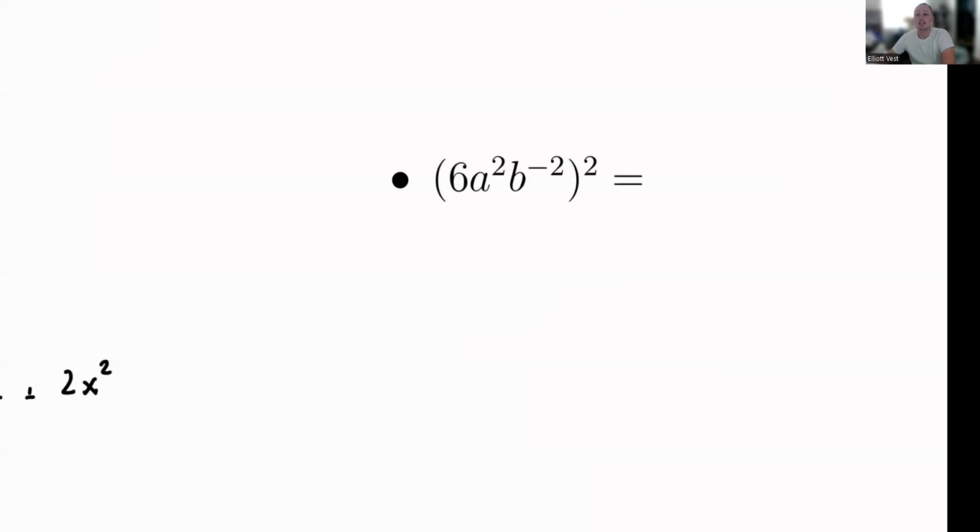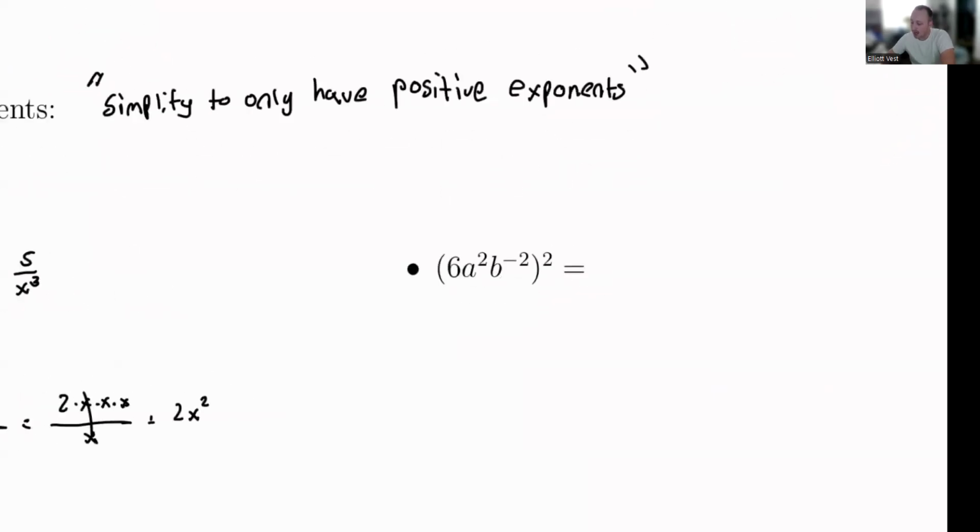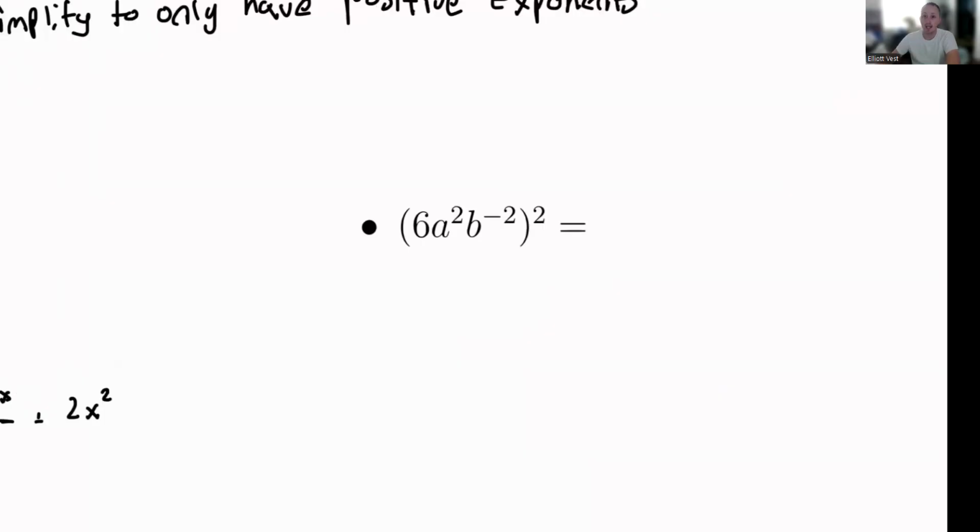Okay, lastly, it's best again to simplify to only have positive exponents. So I see a negative exponent inside this squared thing, right? That b to the negative 2 power. It's not that everything is to the negative 2 power, it's just this b. So I'm going to leave this squared. We'll deal with the squared in a second. I'm going to change this to 6a squared over b squared. See what I did there? I changed that negative exponent to a positive exponent in the denominator.